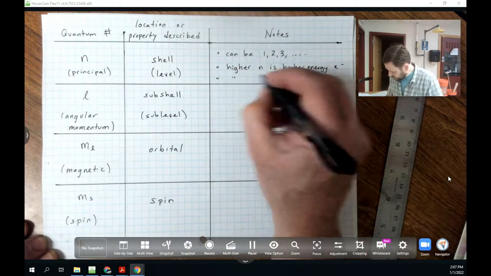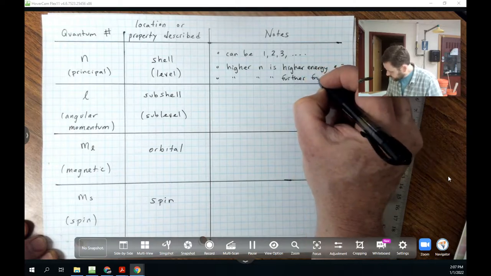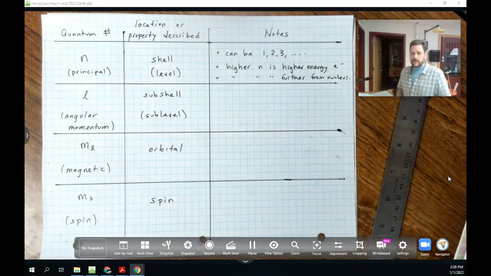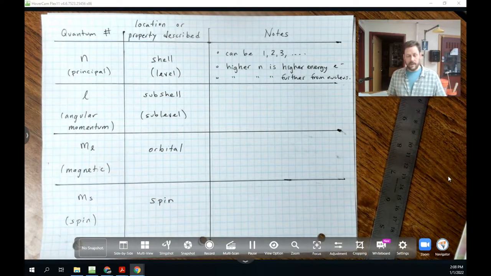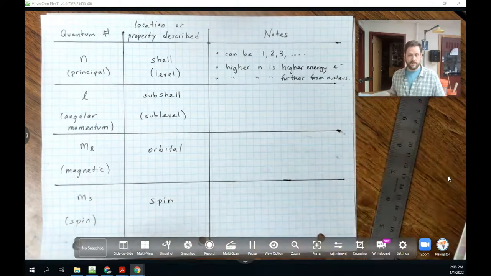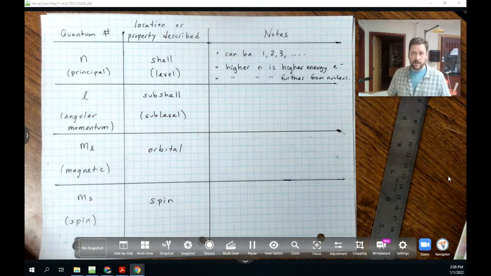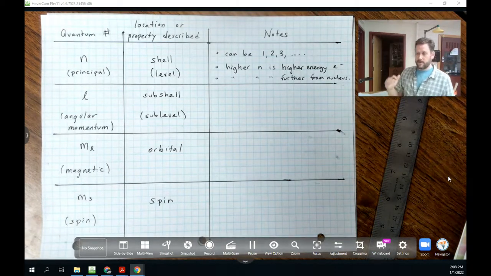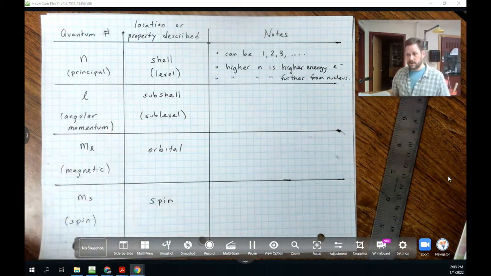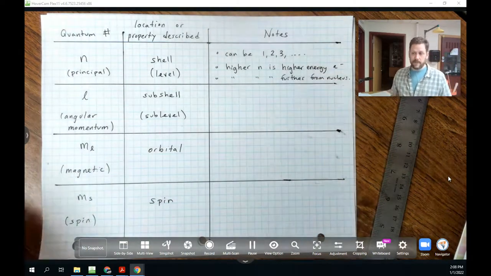And that a higher n value is further from the nucleus. So as we get further and further from the nucleus, the n value is going to show that. So first shell, second shell, third shell corresponds to higher and higher energy. And that's why if an electron falls from n equals 5 to n equals 2, that's a drop in energy. It's going from high energy to low energy, so it loses energy in the form of light. And if you want to promote an electron from n equals 1 to n equals 3, then energy needs to be put in.